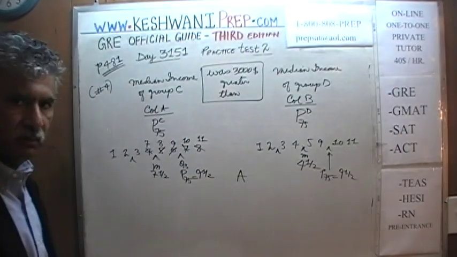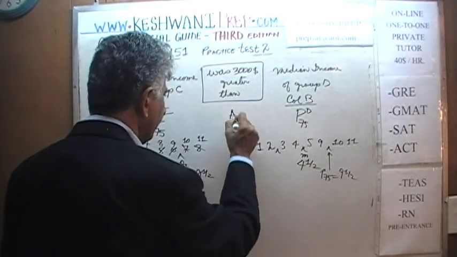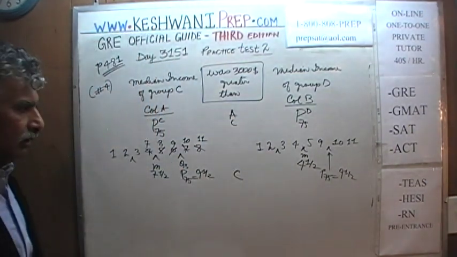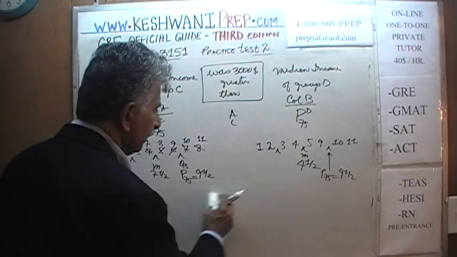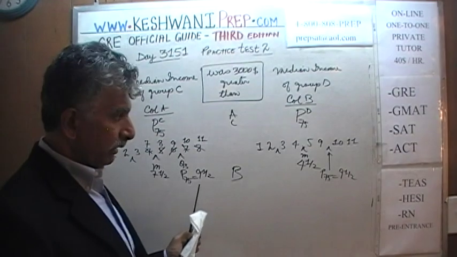It's same as this one. So now the answer is C. Before it was A, now the answer is C. Or better yet, if we can even make it B, we can even turn it into a B. Why not? Very simple. Here we go. We're going to make it B.